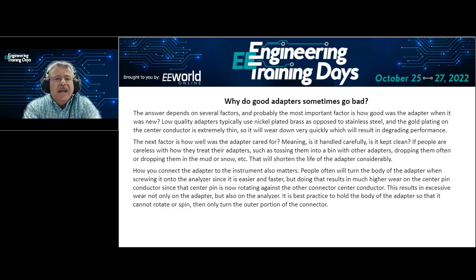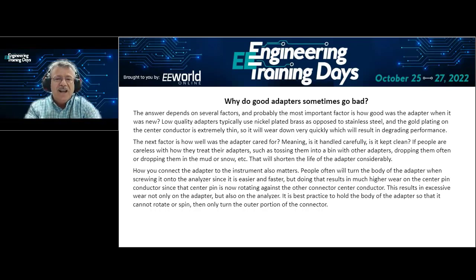And then how you connect it. There are people that, this is a bad habit, and I see a lot of people do it, even in my industry. They turn the whole body of the adapter when they're screwing it on to the instrument. And when you're doing that, you're turning the whole center conductor. One pin is turning against the other pin. So you've got a male pin and a female pin, and those two are rotating against each other.